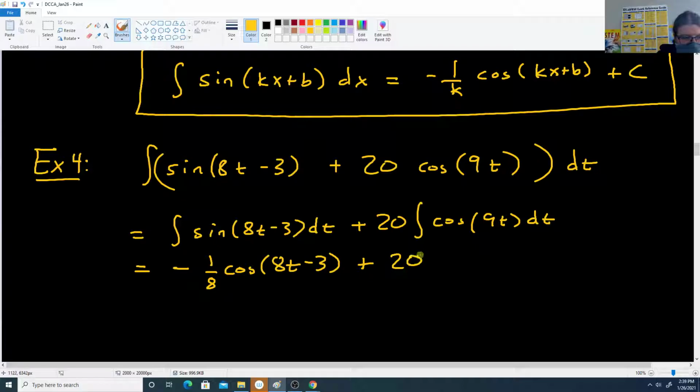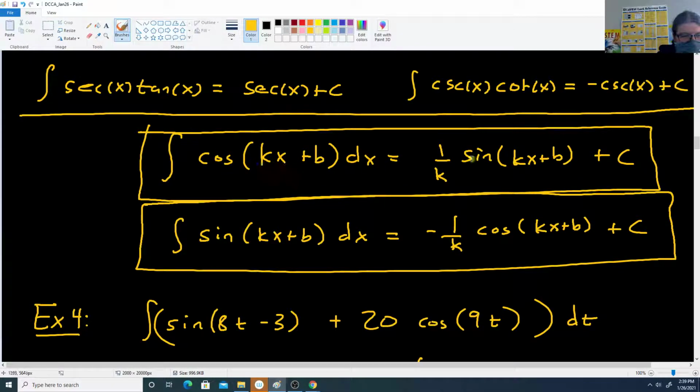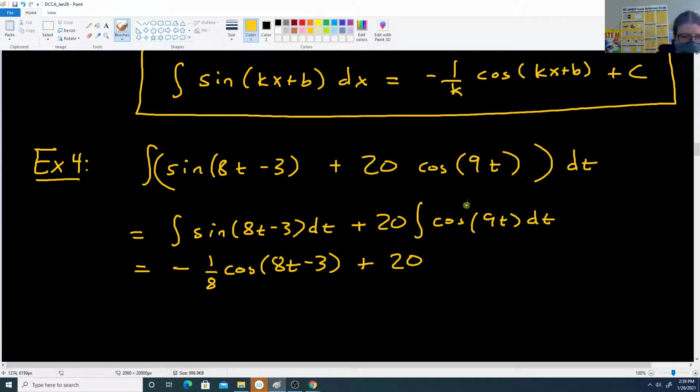Plus, this will be 20. You want to do the one for cosine. It's going to be sine of kx plus b with a 1 over k out front. So k in this case would be 9. So it would be 20 times a 1 over 9 cosine of 9t. Whoops, sorry. Not cosine, it would be sine of 9t plus c.